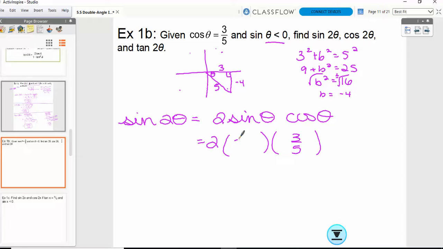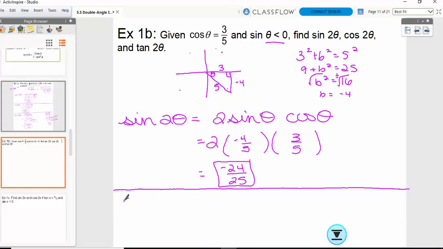So sine, opposite over hypotenuse, so negative 4 over 5. So if you multiply, you get negative 24 over 25. A little more involved, but it's really just pulling in stuff that we haven't done in a while. We have used it before, and now you just have to plug it into a formula.